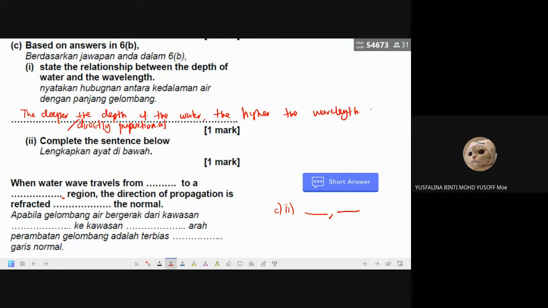So here you have to complete the sentence. Okay, so it's up to you. Let's say if you start from when water travels from deep to a shallow region, the direction of the propagation will be refracted towards the normal. But let's say if you start from shallow to deep, the answer should be refracted away from the normal line. So it's up to you which one you start first, whether you start from deep or you start from shallow.